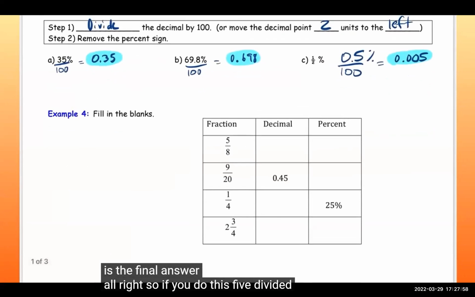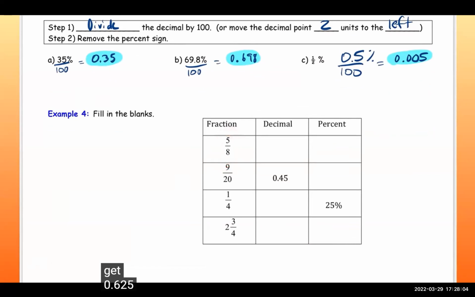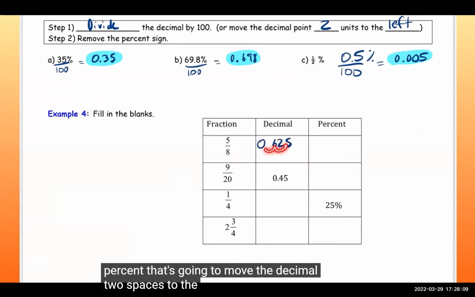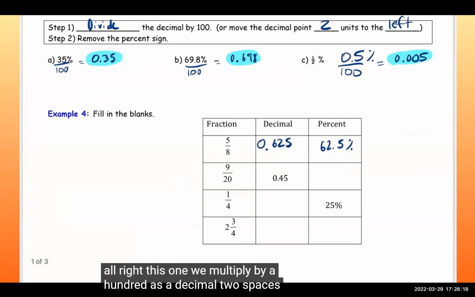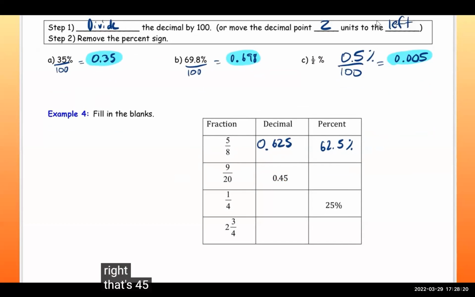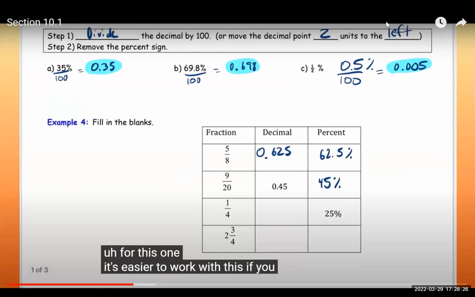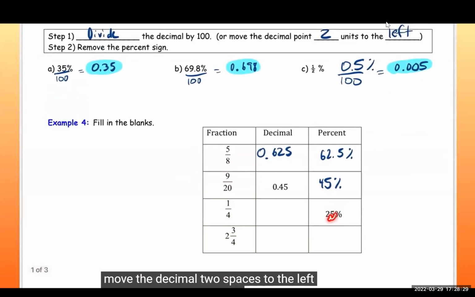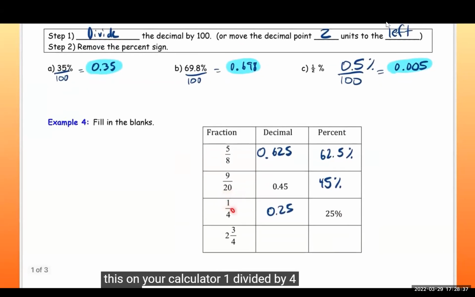All right, so if you do this 5 divided by 8 on your calculator, you should get 0.625. If you multiply by 100 to convert to a percent, that's going to move the decimal 2 spaces to the right. That'll be 62.5%. All right, this one, you multiply by 100, moves the decimal 2 spaces to the right. That's 45%. For this one, it's easier to work with this. If you move the decimal 2 spaces to the left, that gives you the decimal. So that would be 0.25. Or alternatively, you could have done this on your calculator. 1 divided by 4 is 0.25.